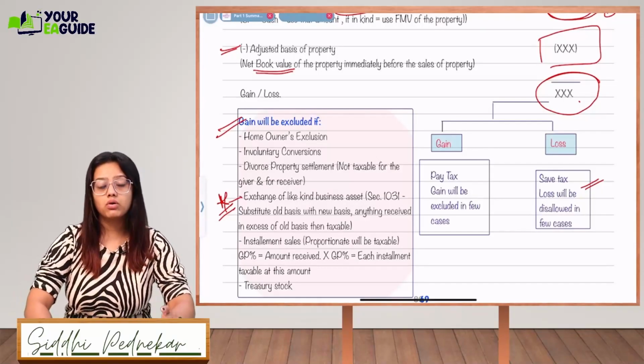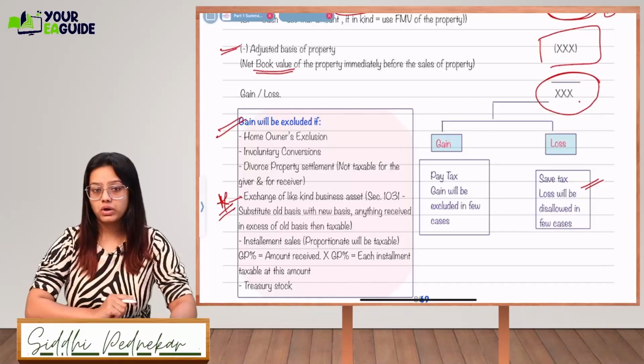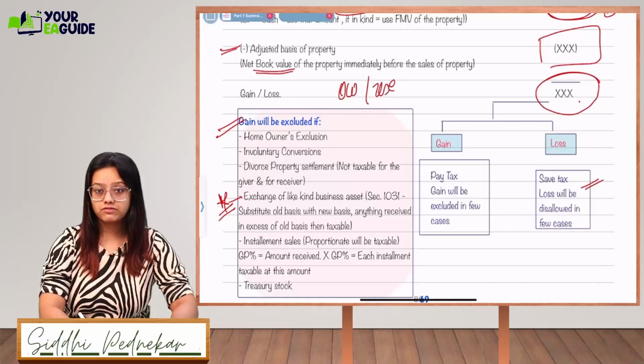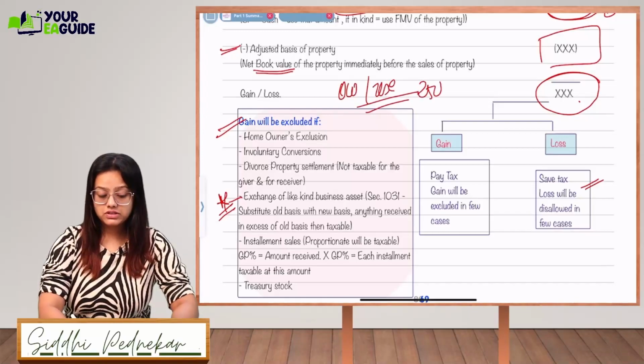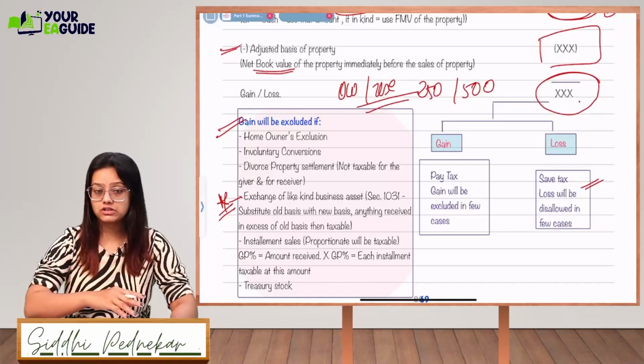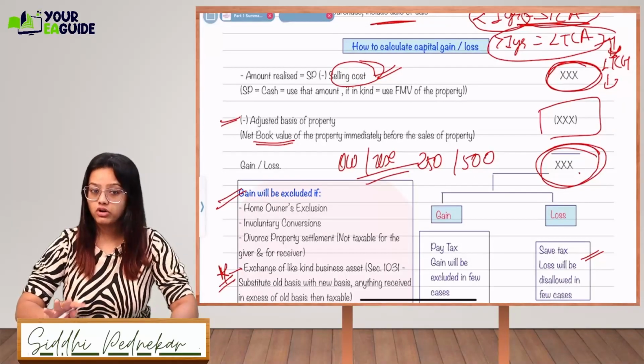First is the homeowners exclusion. We did this topic the previous day. If you own a home, and you remember the ownership test and the use test, if those are fulfilled, you can exclude 250,000 or 500,000 if you sell the property. So from the gain you can straight away exclude 250 or 500.